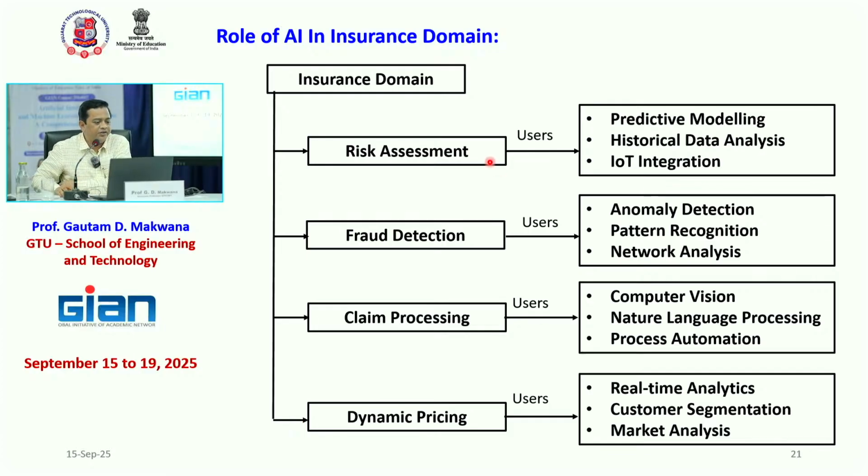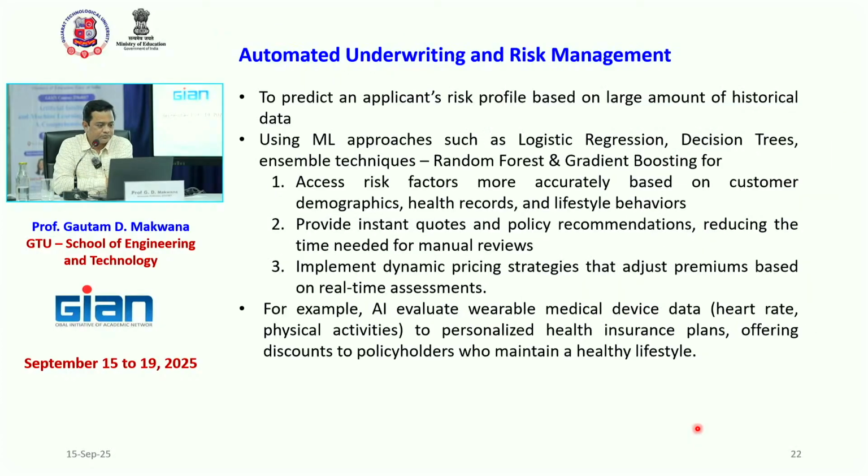This covers risk assessment, predictive modeling, historical data analysis, IoT integration, fraud detection, anomaly detection, pattern recognition, and network analysis, claim processing. It may be through computer vision, natural language processing, process automation, and dynamic pricing. Also real-time analytics, customer segmentation, and market analysis. So what is automated underwriting here, and what is risk management?